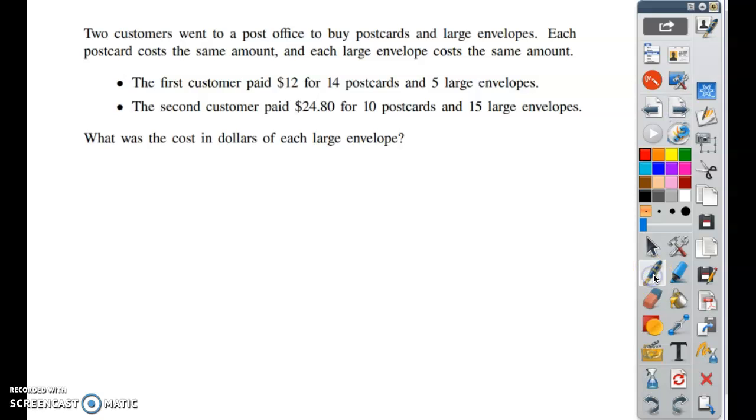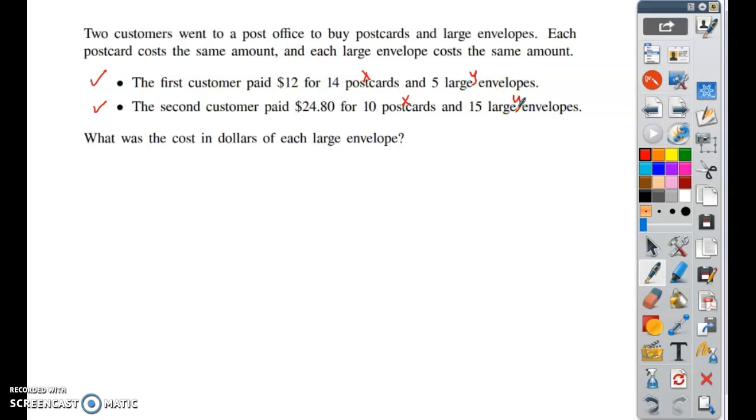This one is a system. This is going to be an equation, and this is going to be an equation. So we're going to have to write two equations down. It says he paid $12 for 14 postcards. I'm going to say that's my X. And 5 large envelopes, that's going to be my Y. This is super easy. It just goes together. $24.80 for 10 postcards, that's my X. And 15 large envelopes, that's my Y.